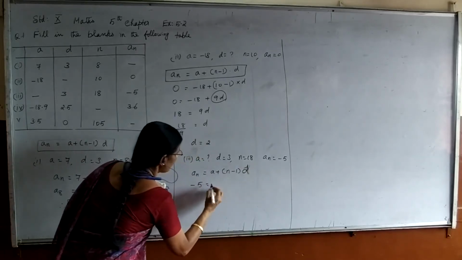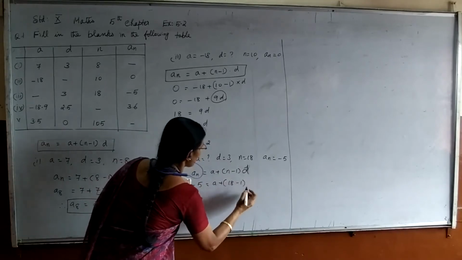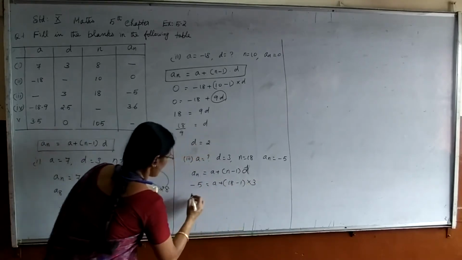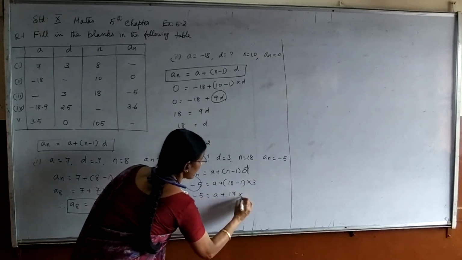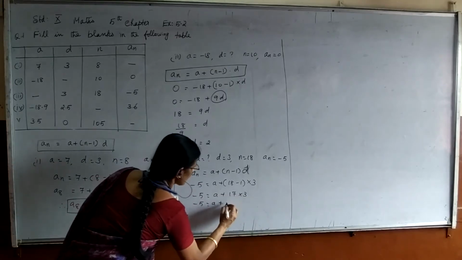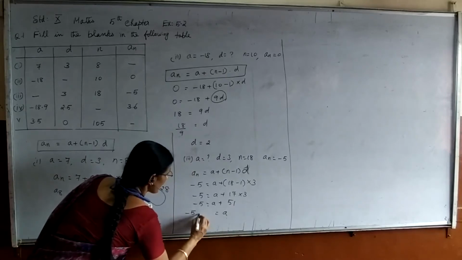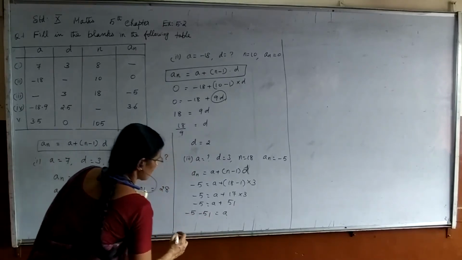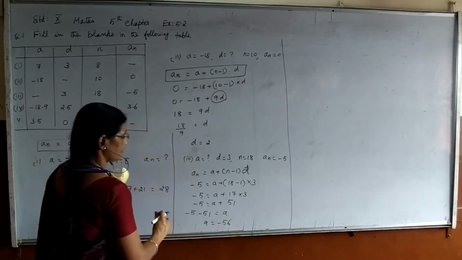So it is minus 5. A is the question mark. N is 18 given, into D. D is 3. So minus 5 equal to A plus 17 into 3. Minus 5 equal to A plus 51. A is minus 5 minus 51. A is equal to minus 56.